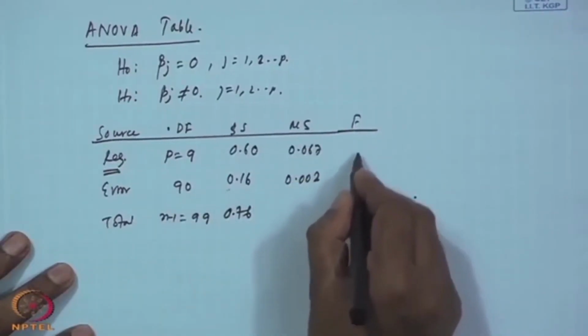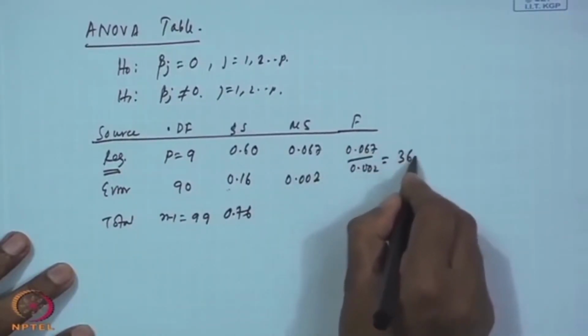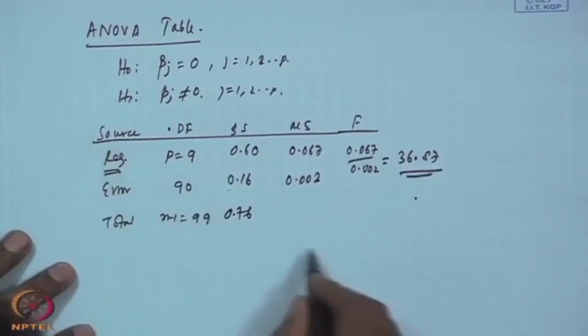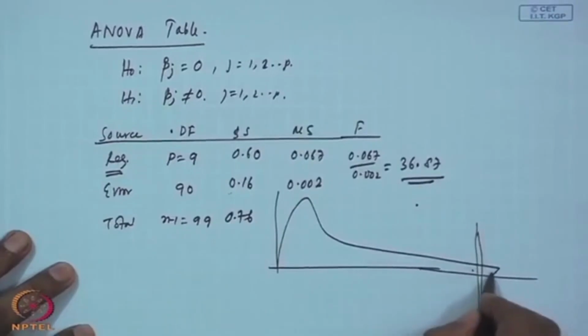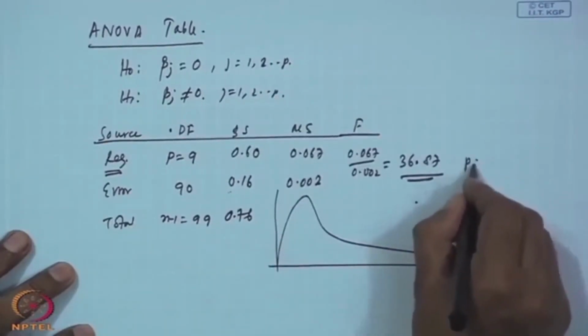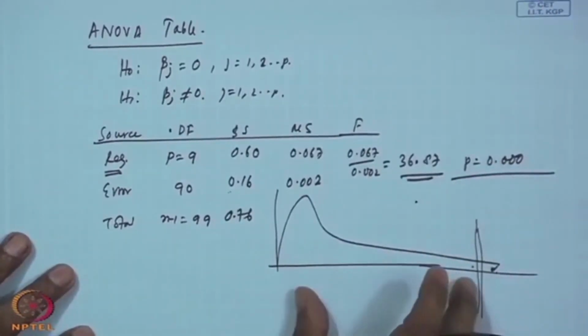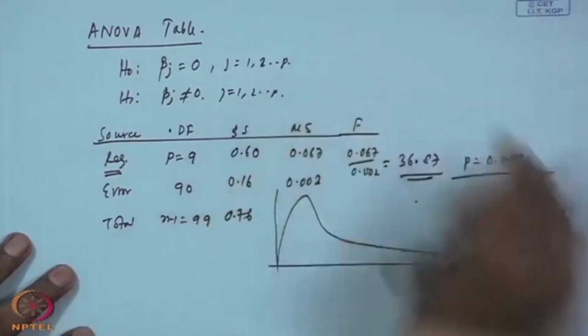So your F value will be 0.067 by 0.002. This is a very high value, 36.87. A very high value means it may be falling somewhere here. If you calculate the probability, the software will show almost 0.000. That means the independent variables are actually contributing in explaining the variability, which is also obvious from the R square table. So we are accepting the model from the overall adequacy point of view.